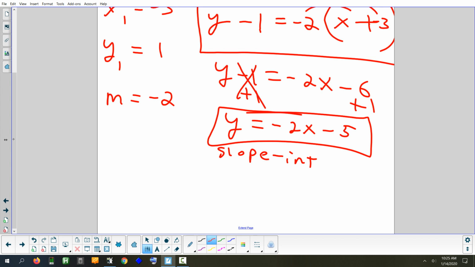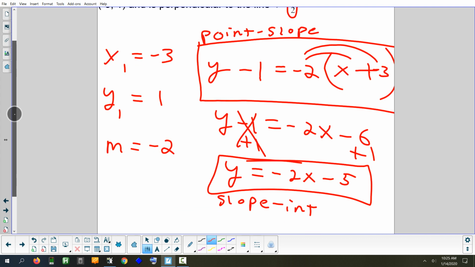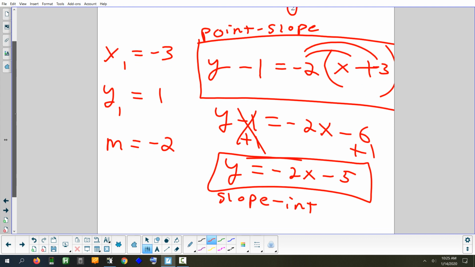Okay, so I told you guys the first two questions on the test are going to be about parallel. 1 point slope, 1 slope intercept. The next two questions on the test are going to be about perpendicular. 1 point slope, 1 slope intercept. Right. Any questions on that? No? Yep, just sign up for me. Right. Any other questions on example 2?